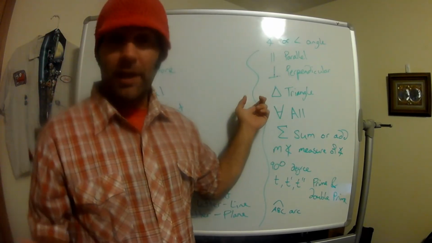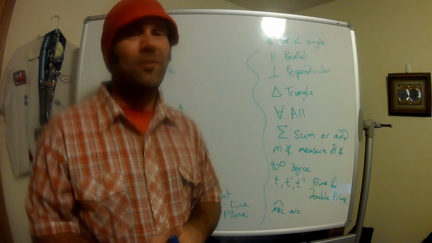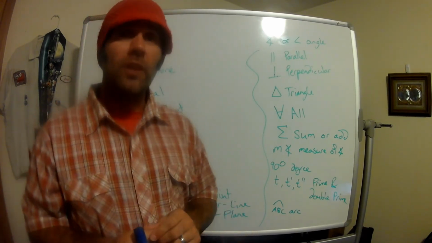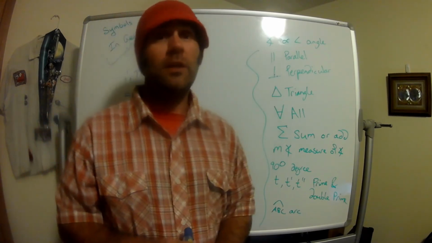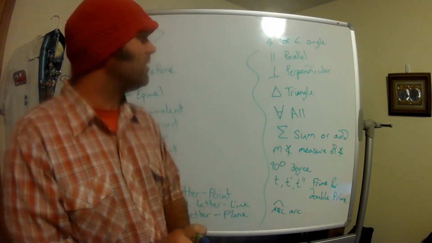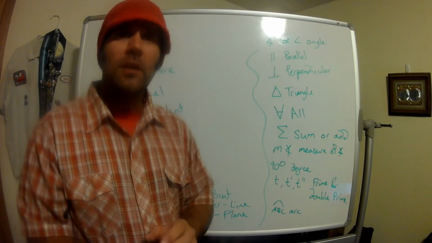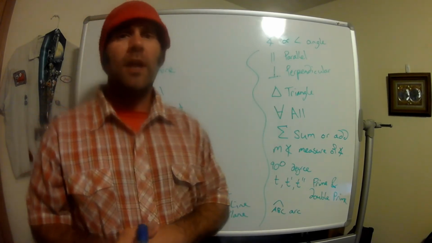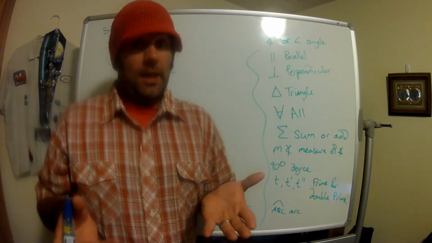Okay. Triangle. We use that symbol for triangle. There are other uses for that, because that's the Greek letter delta, and so it is used in other things in math, but generally speaking, in geometry, we use the triangle symbol to represent a triangle.